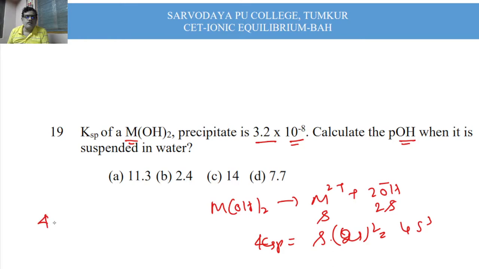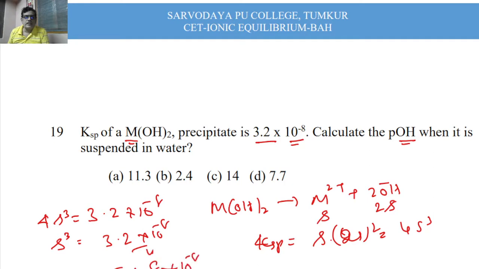Therefore 4S cube will be equal to 3.2 × 10^-8. Therefore S cube is equal to 3.2 × 10^-8 by 4, that will be 0.8 × 10^-8. Now we have to take S. S is the cube root of that, so I will write this as 8 × 10^-9. Cube root of 8 will be 2, and cube root of 10^-9 will be 10^-3.